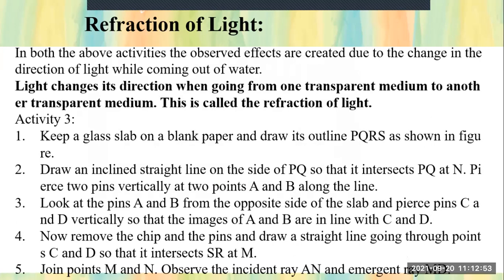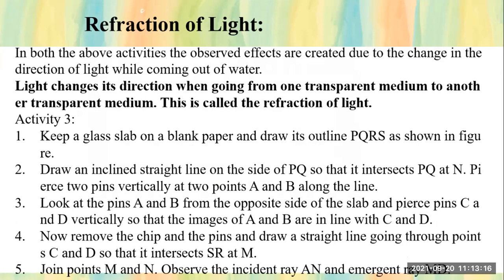Now, what you have to do, students, you don't have to remove the glass slab. You have to keep that glass slab as it is. Now, what you will do? Look at the pins A and B from the opposite side of the slab and pierce pins C and D vertically so that the image of A and B are in line with C and D. Now you start telling, ma'am, we've not understood this third point.